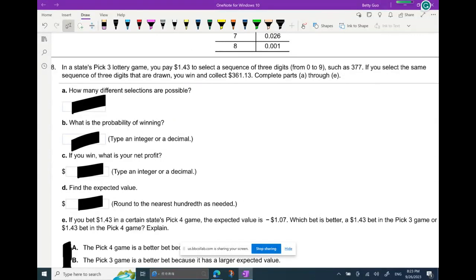So this helps us construct the probability distribution table for the given variable. Firstly, how many different selections are possible? The lottery is a pick 3 lottery, which means this is the process. You're going to pick a digit.